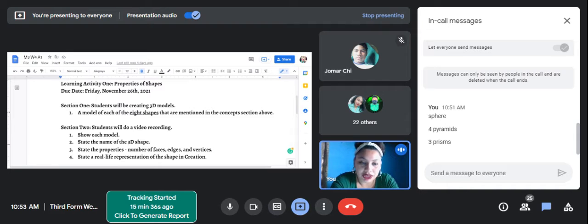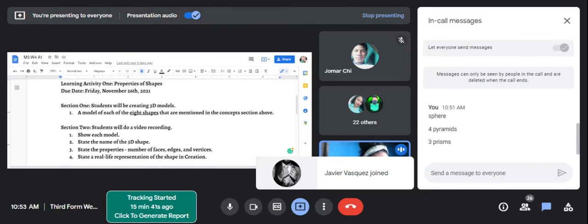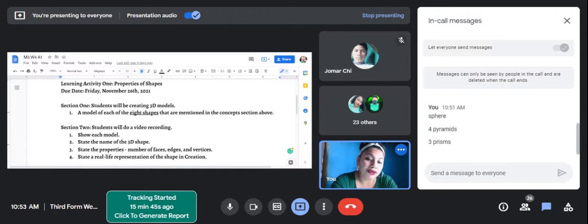And you're gonna state the properties. So the tetrahedron, how many faces does it have, how many edges does it have, and how many vertices does it have. And then you're gonna state a real life representation of it. Where in creation do you see this model being shown? And then that should be your first activity.